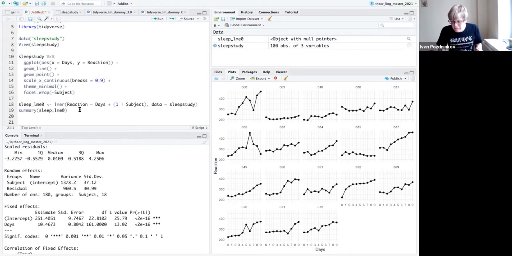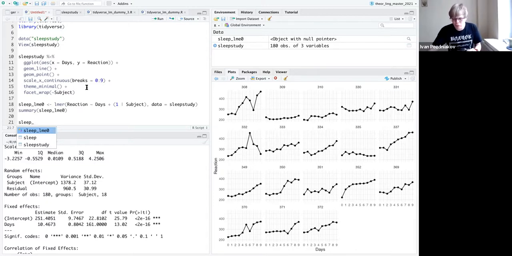And also, you can compare models. And basically, that's how you do statistical analysis with linear mixed effects models. You compare different models, like the most basic model with no effect, and check whether your more complicated model is better than the more simple model. And if it is, you can choose the more complicated model. For example, we can create a bit more complicated model.